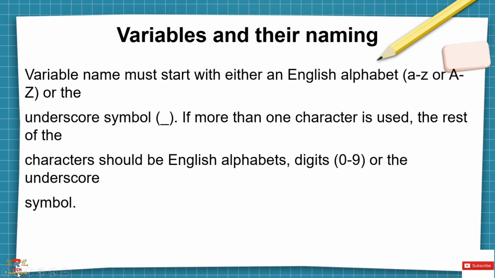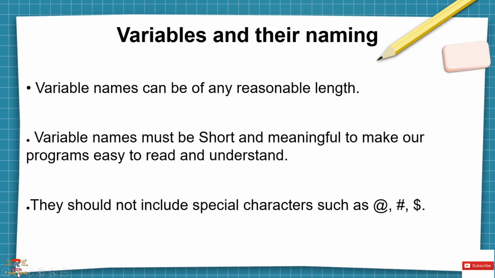If more than one character is used, the rest of the characters should be English alphabet letters, digits 0 to 9, or the underscore symbol. Basically, these are things you need to know in order to name your variable. Take note of that. And the variable names can be of any reasonable length. I'm emphasizing that too.